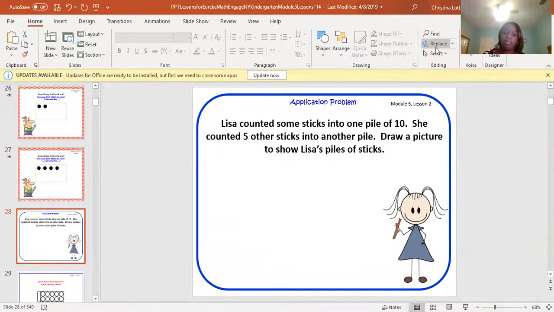Okay, let's look at our application problem. Application problem says Lisa counted some sticks into one pile of 10. She counted 5 other sticks into another pile. So we're going to have 2 piles total. You're going to draw a picture to show Lisa's piles of sticks. While you're doing that, I'm going to draw it. That way I can share my picture with you when you're done with your picture. Remember, it doesn't have to be perfect like we always say in class. Just has to get the point across of what you have going on in your pile.